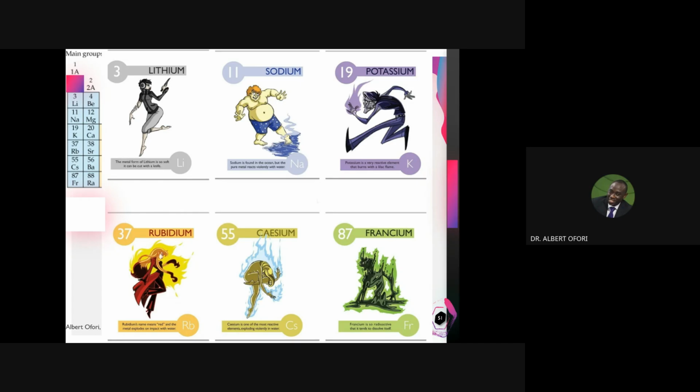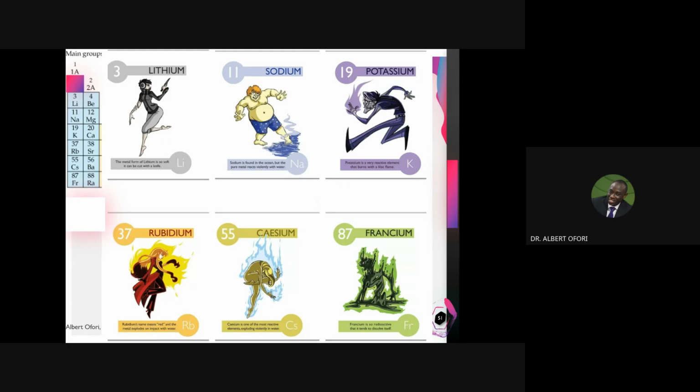Rubidium means red, and it is more explosive when it comes into contact with water. Then cesium is more reactive. Again, reactivity increases down the group because we have more electrons at the valency. So cesium is much more reactive than rubidium, and francium will be more reactive than that.